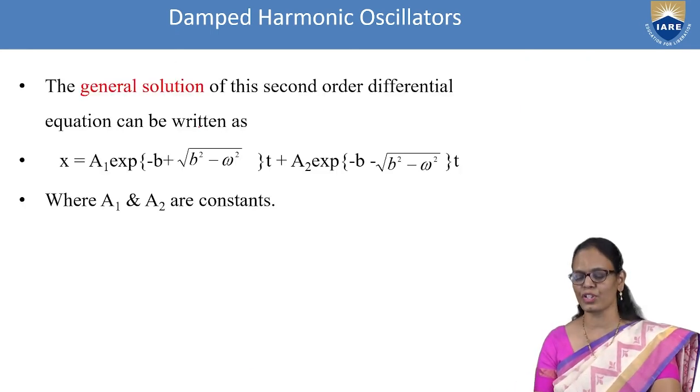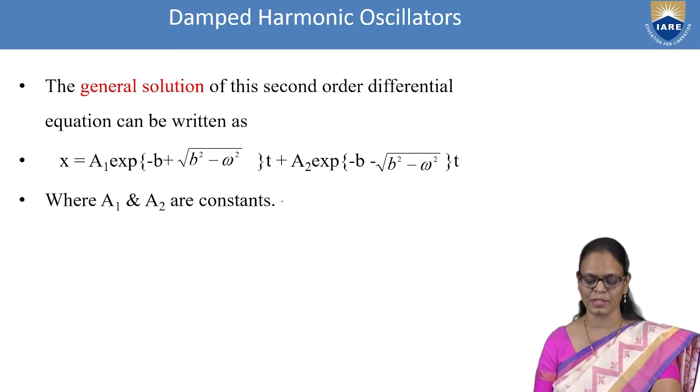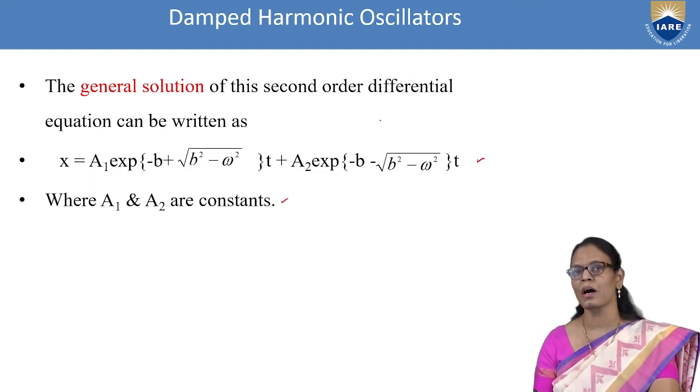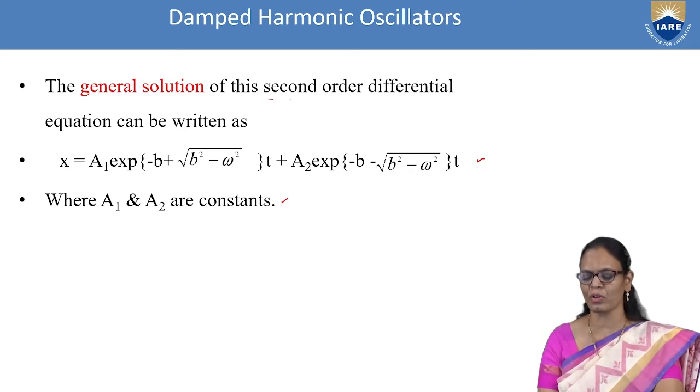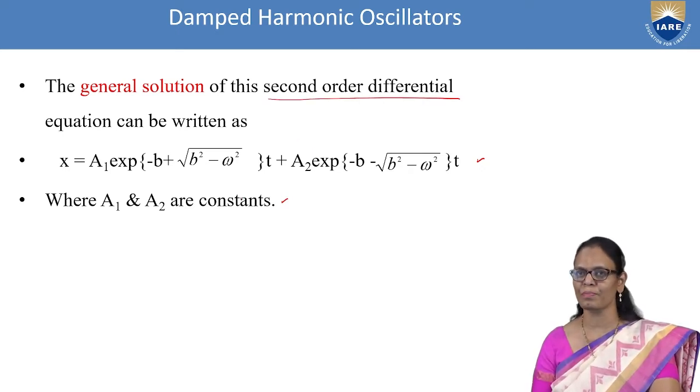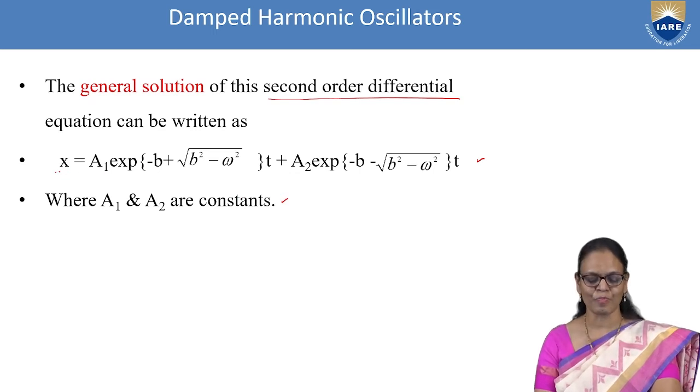And the general solution for this is given by x is equal to a1 exponential minus b plus under root b square minus omega square, plus a2 exponential minus b minus under root b square minus omega square, into t, where a1 and a2 are constants. We are not going in depth about this solution. This is just to understand how the solution of this second order differential equation is going to be. And that gives us the displacement of the object which is in motion.